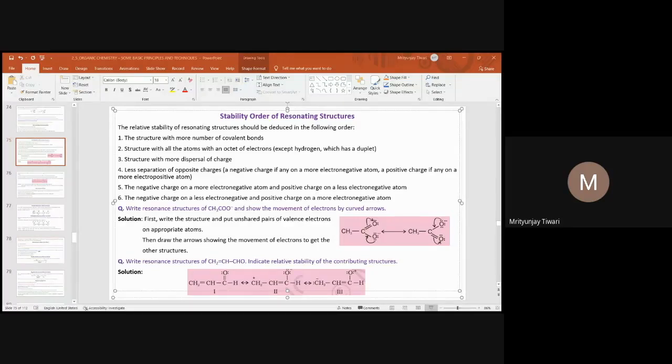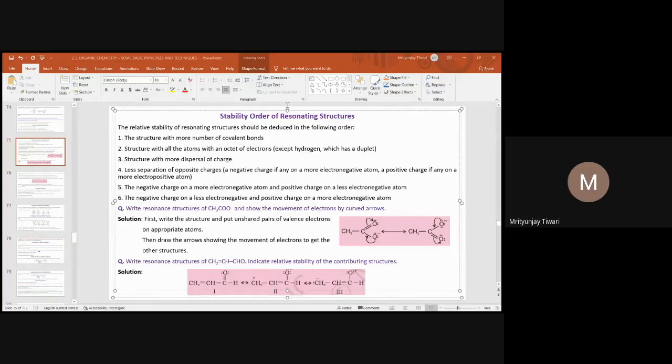Now we'll look at rule number 3: the negative charge on a more electronegative atom and positive charge on a less electronegative atom. In this structure, the negative charge is on oxygen, which is a more electronegative atom, and the positive charge is on this carbon atom, which is a less electronegative atom. However, in structure 3, the positive charge is on the oxygen atom, which is a more electronegative atom, so it will not like this structure. This structure will be less contributing.